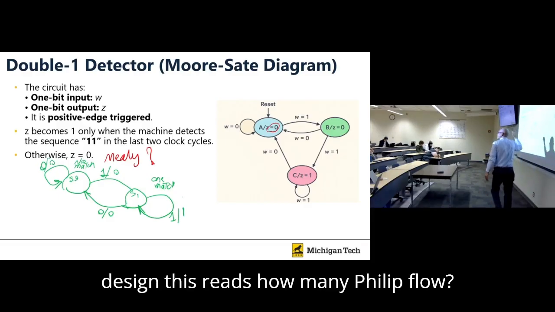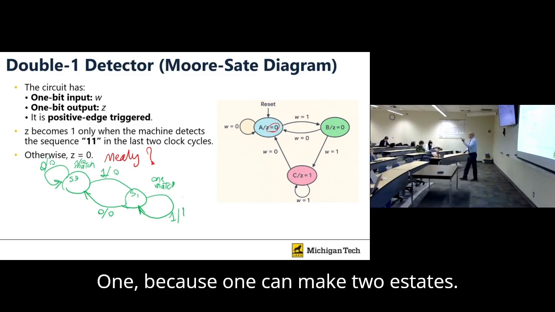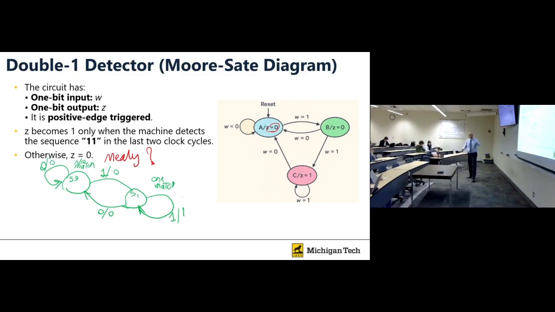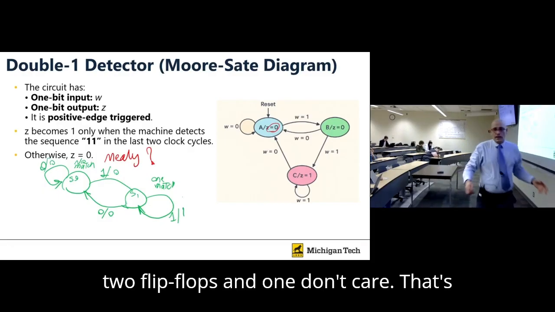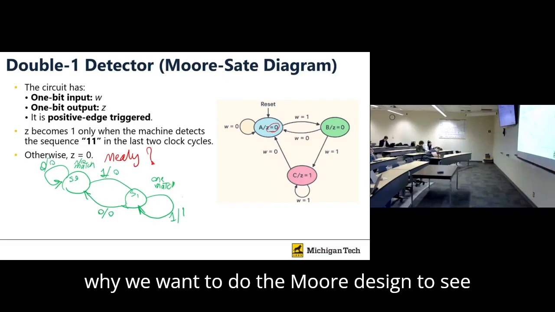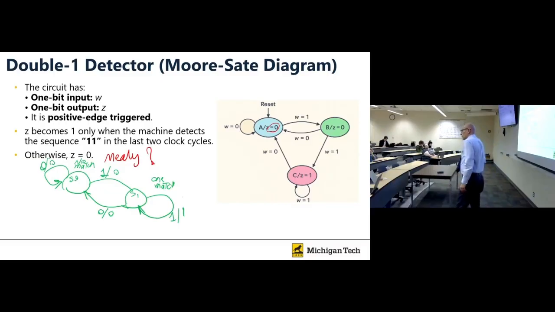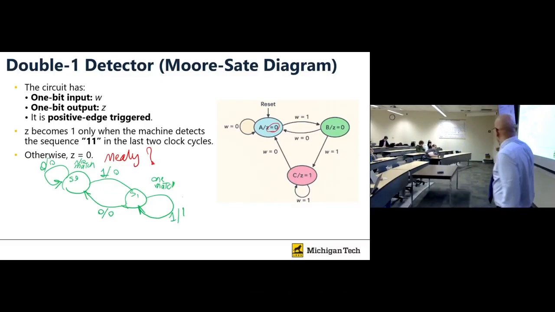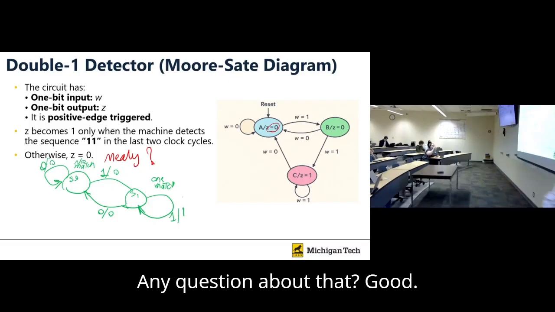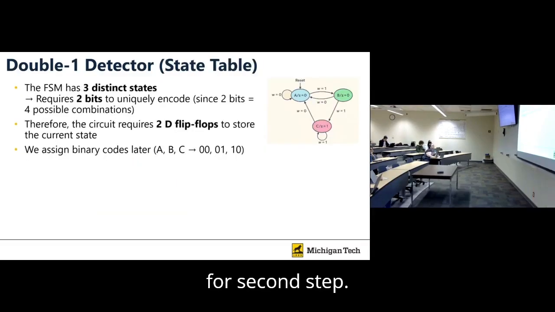We can design this with how many flip-flops? 1. Because 1 can make 2 states. And for that one, we're going to have 2 flip-flops and 1 don't care. That's why we want to do the Moore design, to see the don't care case. Any question about this? Good. Okay, so let's go for the second step.